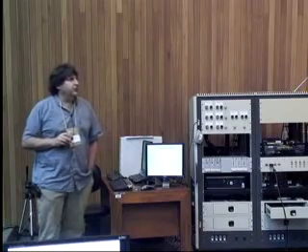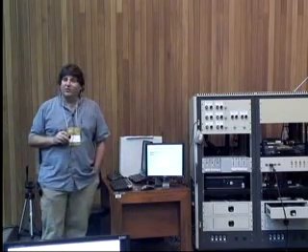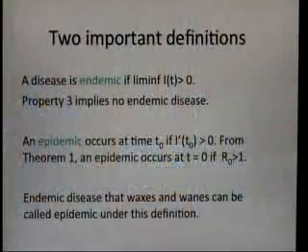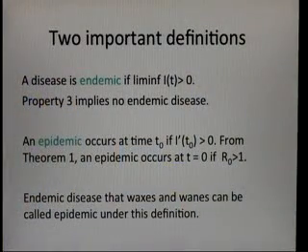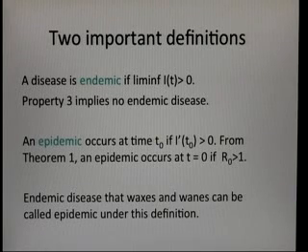Okay, so before I prove the theorem, let me make two important definitions. The first definition is not well defined in the literature. This is my attempt to make it well defined. A disease is endemic, in words, if it doesn't die out, if it's always present in some number in the population. So I'm defining a disease to be endemic if the lim inf as t goes to infinity of the number of infectives is positive. Property 3 says that I infinity is equal to 0. So obviously, for this most basic SIR model, there's no endemic disease.